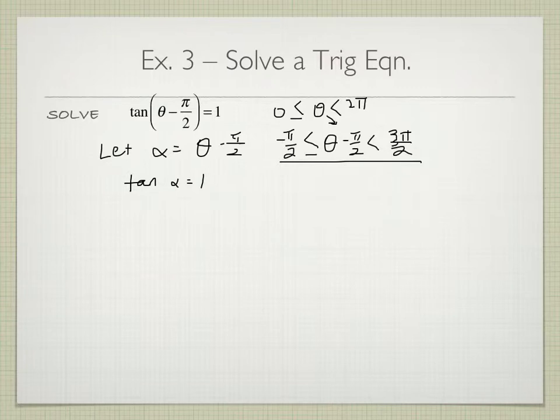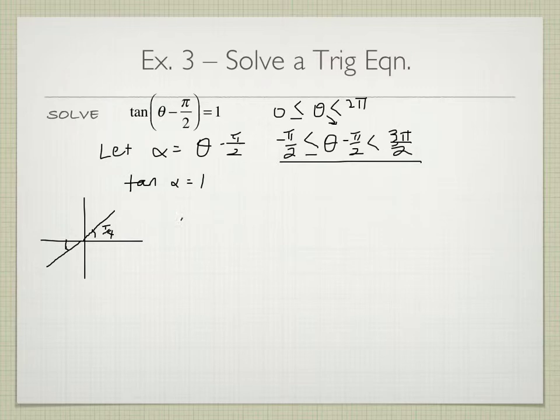So let's draw our unit circle, and let's find the value of alpha where the tangent is 1. We know from our unit circle and from our previous work with trig functions that 45 degrees is the angle where the tangent is 1, and so that will be pi over 4. My reference angle is pi over 4. And tangent is positive, so it's going to be in quadrant 1. And there's another angle in quadrant 3. And notice that that reference angle is also pi over 4.